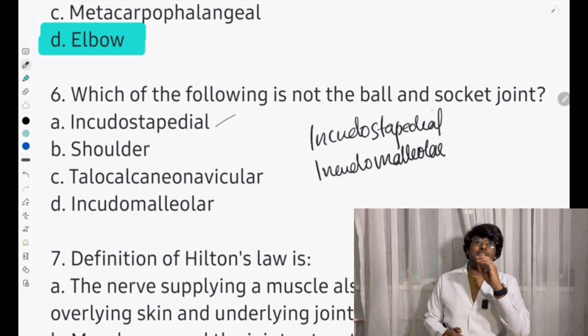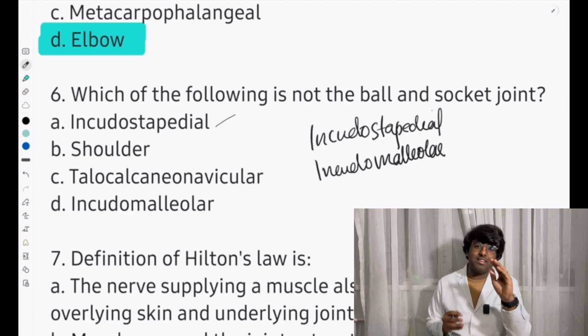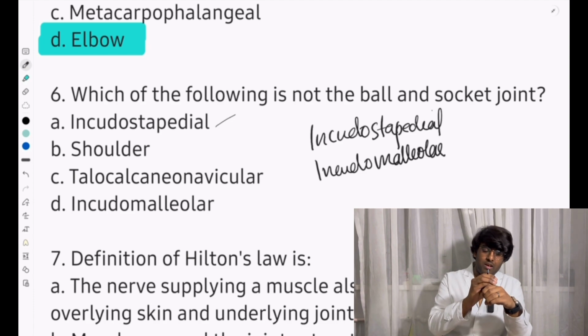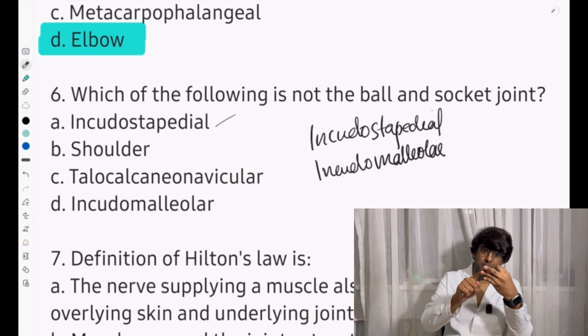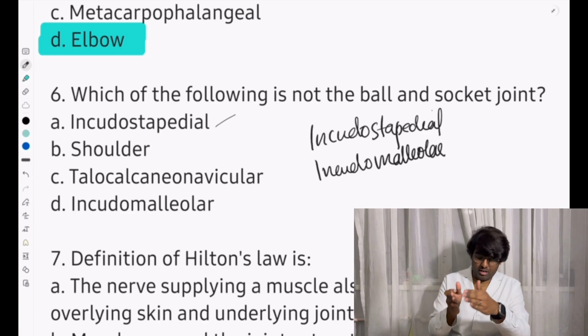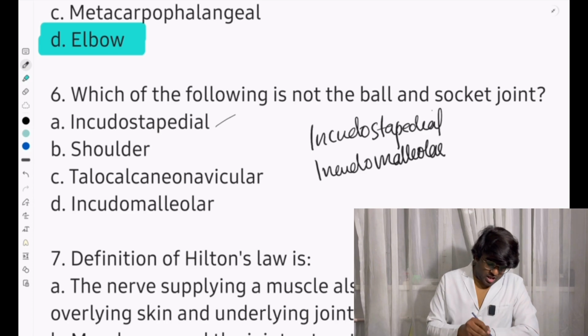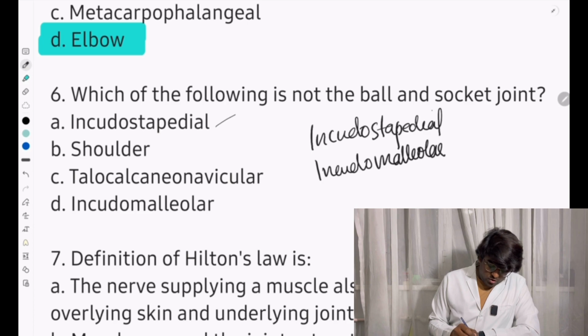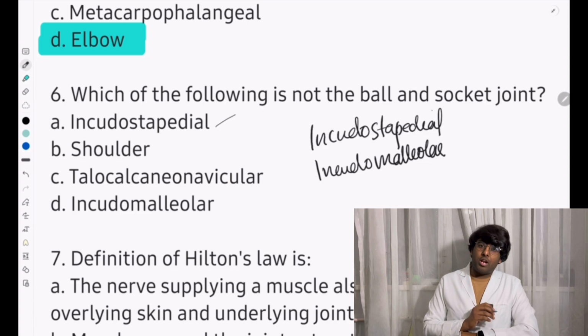Incudomalleolar, incudostapedial: this all means that these joints are seen inside our ear, which means the incus, malleus, and stapes. So these joints are called incudomalleolar and incudostapedial. Okay, so now we can go to the question: which of the following is not a ball and socket joint?